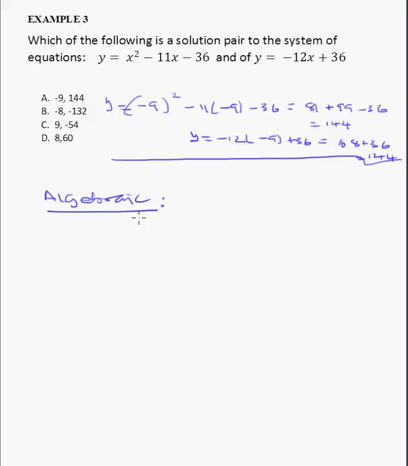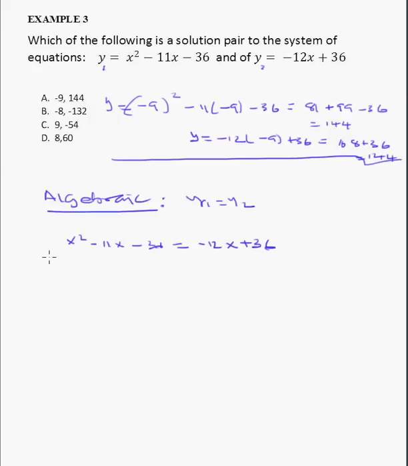Remember, when you say system of equations, that means you can set them equal to each other. So if this is equal to y1 and this is equal to y2, then y1 is equal to y2. That means we can say that x squared minus 11x minus 36 is equal to -12x plus 36.